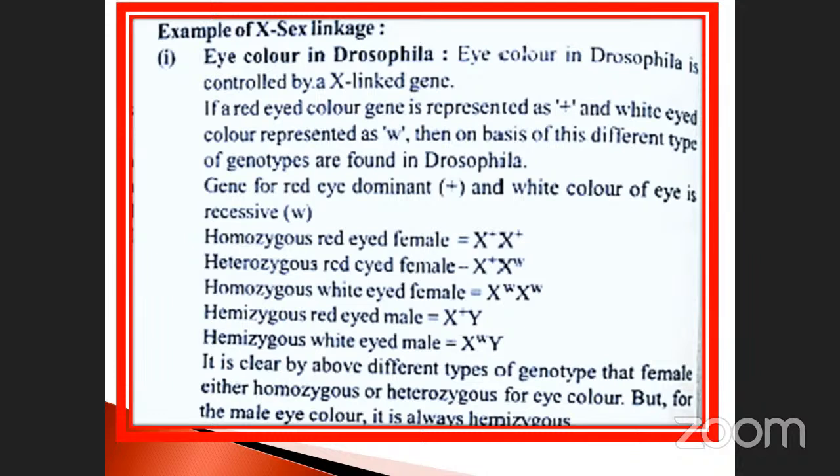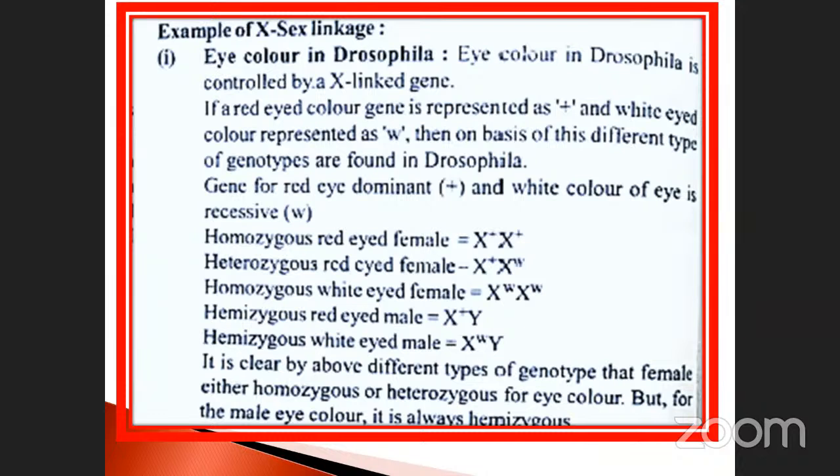Then on the basis of this, different types of genotypes are found in Drosophila. Drosophila is nothing but the fruit fly. It has two types of eye color. One is the red color, denoted as plus. Another one is white, denoted as W. See here, the gene for red eye is dominant, plus, and the white color of the eye is recessive, W. Which one is the dominant character? The red is the dominant, represented as positive, otherwise called the plus symbol. The white color is simply a W.